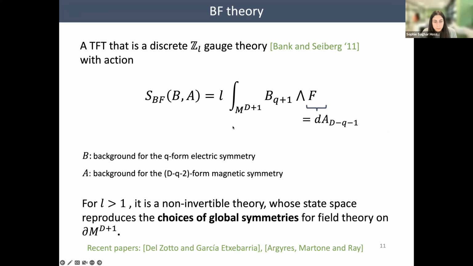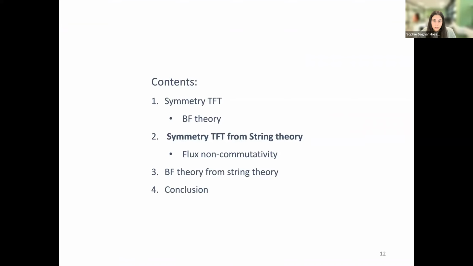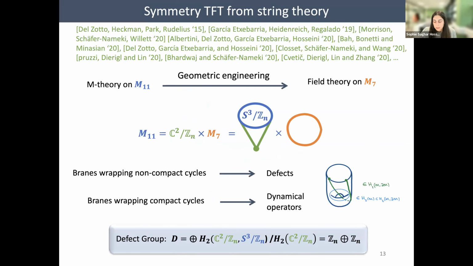So now, again, this is a non-invertible theory, and we can choose boundary conditions to reproduce the choices of global structure for our theory. Okay, so how can we find this symmetry TFT from a string theory? We do this by geometrically engineering our field theories from string theory or M theory.